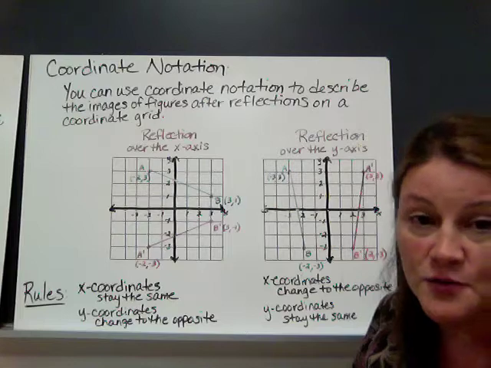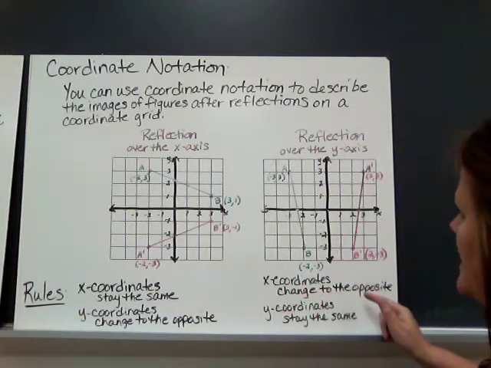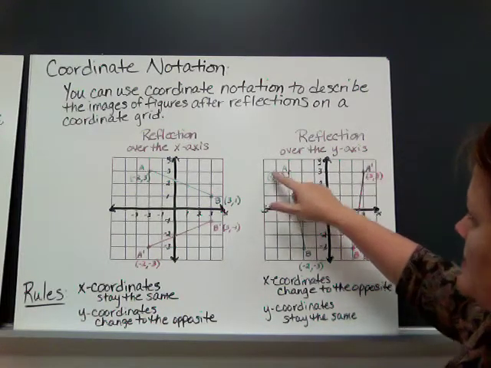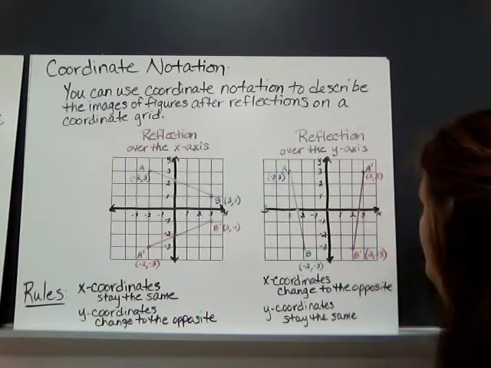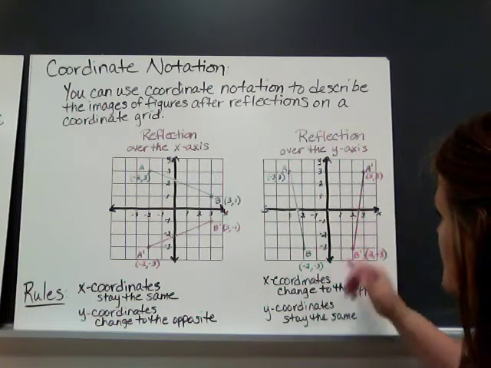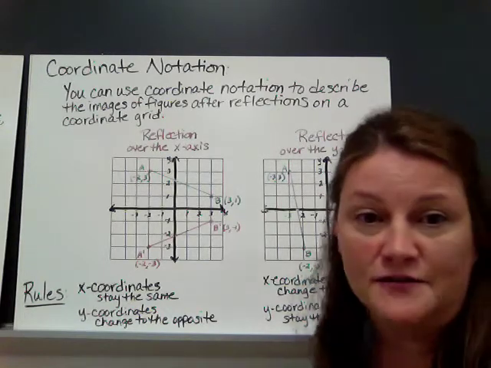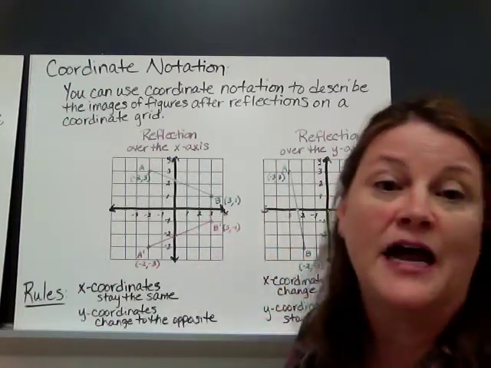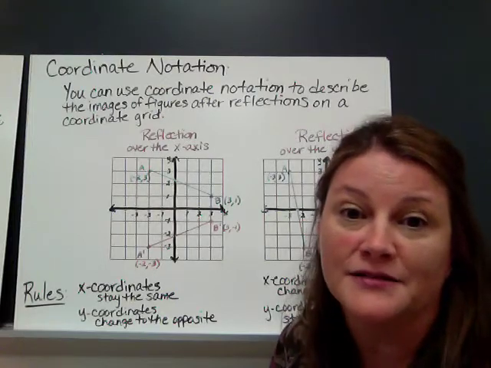Let's look at the reflection over the y-axis rules. I have that the x-coordinates change to the opposite. So when I reflect it over the y-axis, the x-coordinates, this was -3 here, and over here, it changes to the opposite, +3. Same thing with B, this point. Once I reflect it over the y-axis, the x-coordinate changes to the opposite, from -2 to +2. So we look at those rules, and they apply anytime we reflect a figure over the x or y-axis.